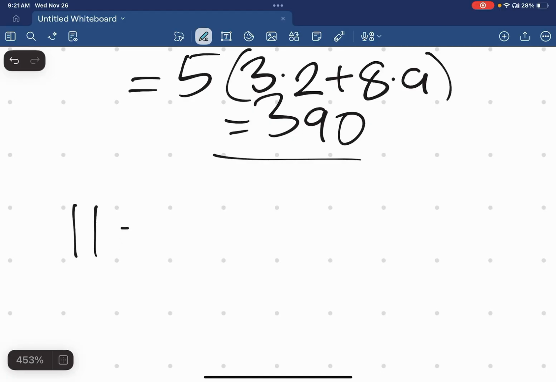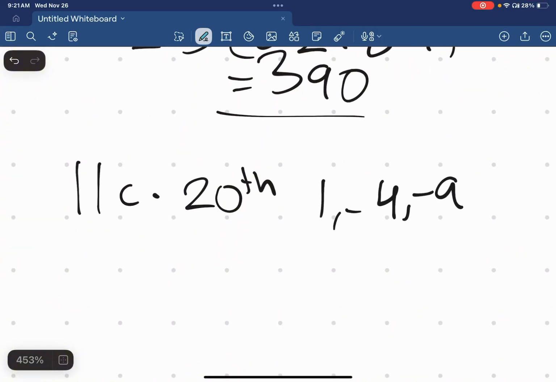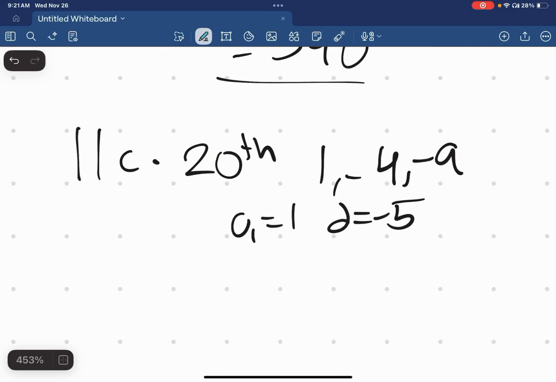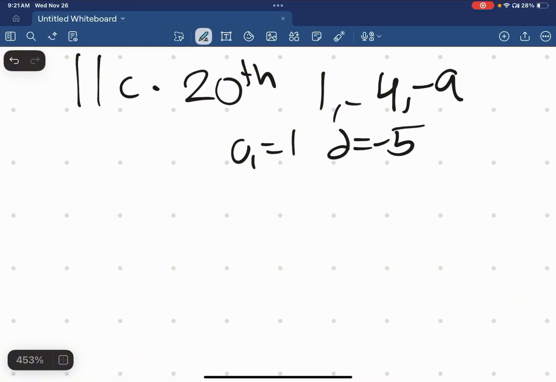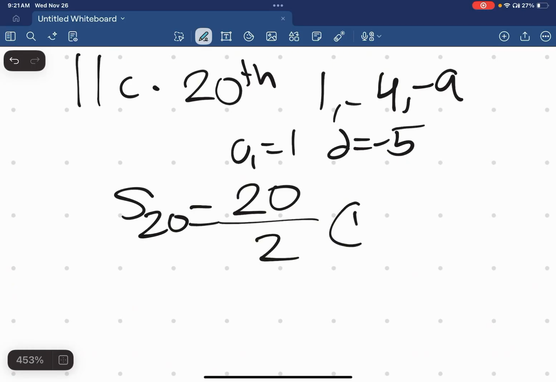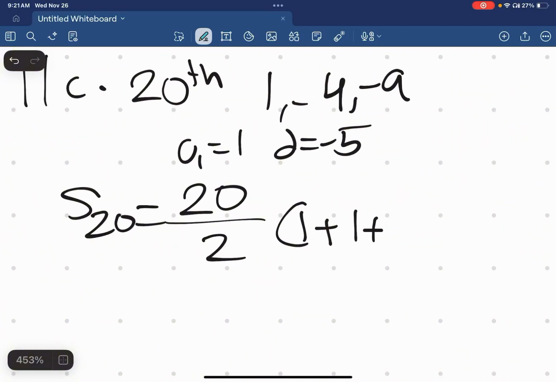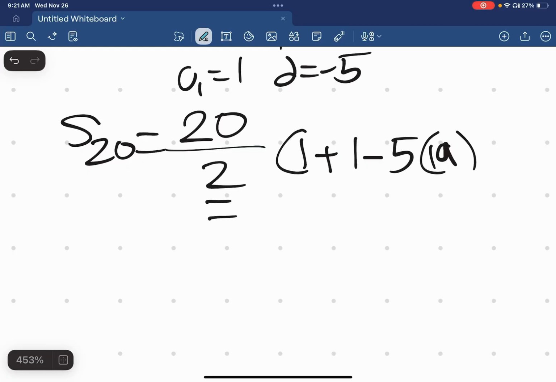Okay, 11c. We have to find the summation up to the 20th term of 1, -4, -9. Once again, another arithmetic sequence where u1 equals 1 and the common difference is -5. Using our formula once more, 20 divided by 2 times (1 plus 1 plus -19), which is equal to -930.